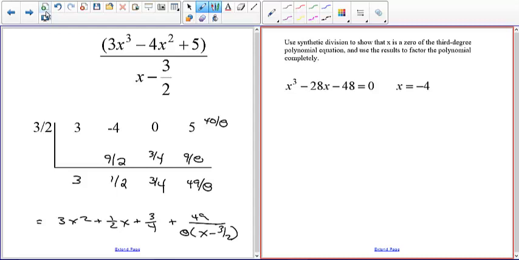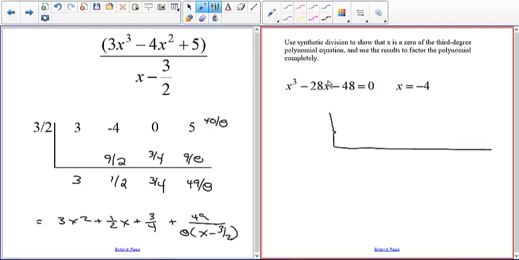So what we're going to do is we're going to do synthetic division, find out what the actual resulting second order polynomial is. We should have a remainder of 0. If we don't have a remainder of 0, then it is not a factor or a 0. Okay.